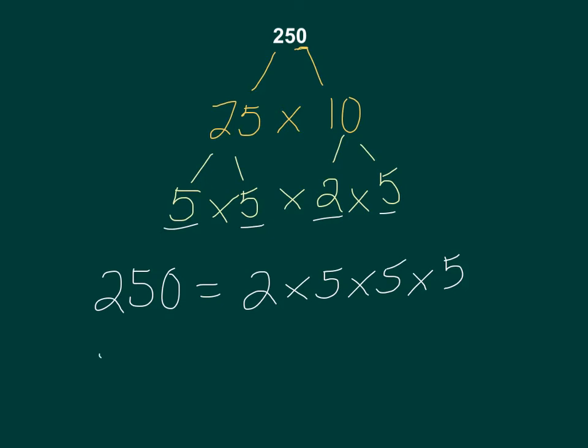What I'd actually like to see is 250 equals 2 multiplied by 5 cubed, or 5 to the power of 3. The reason that power of 3 is there is because I have 5 multiplied by itself 3 times. So that's 5 times 5 times 5. That's 5 to the power of 3. That's the more mathematically correct way to write that.